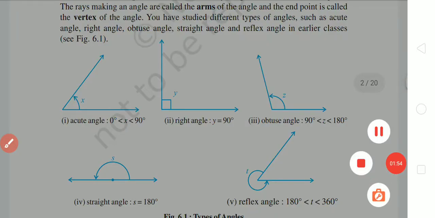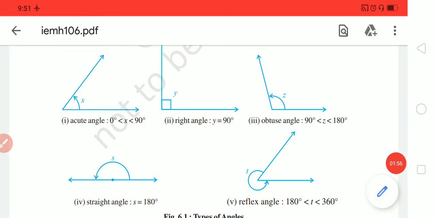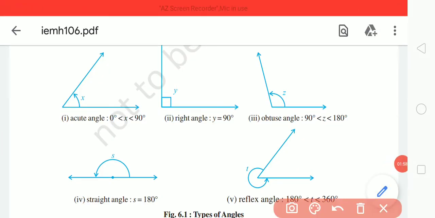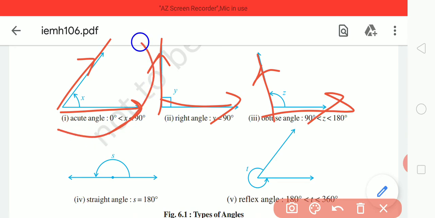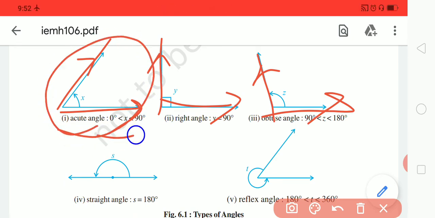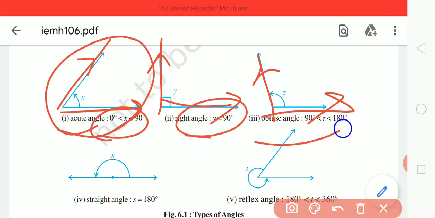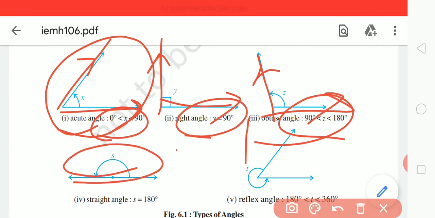And arms, you know that these rays are called arms. This is an arm of the angle, this is an arm of the angle, right? If you are taking an acute angle, it means it lies between 0 and 90, a right angle is exactly 90 degree, an obtuse angle is more than 90 and less than 180 degree, and an angle of full 180 degree is called a straight angle.